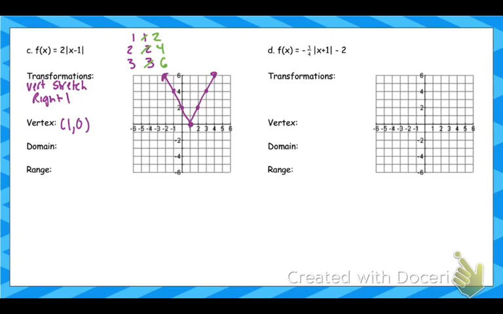All right, let's go ahead and find domain. That is not changing. Range lowest to highest point. So that has a y value of 0, and then it goes up to infinity.